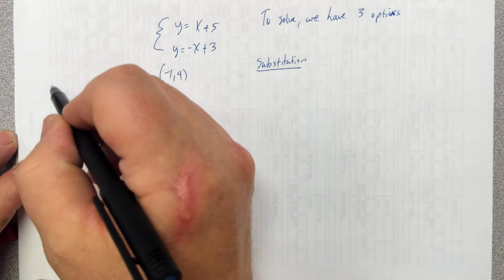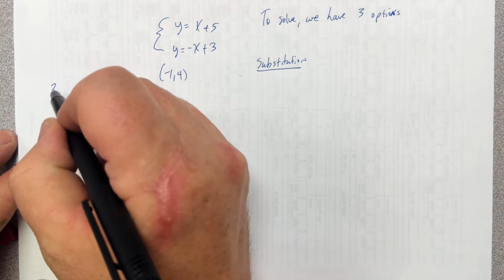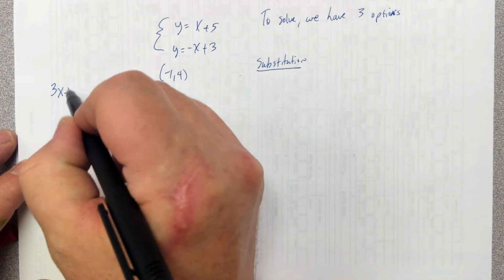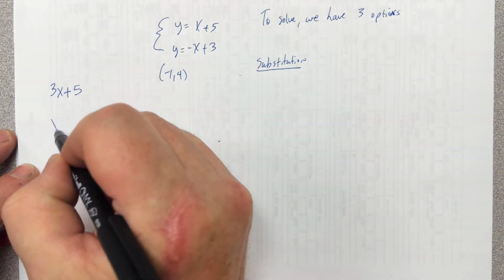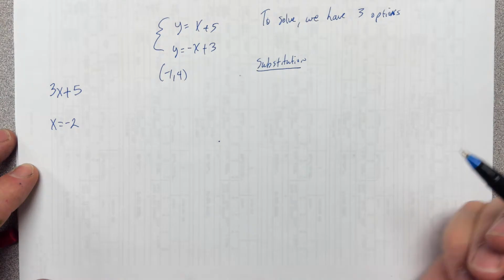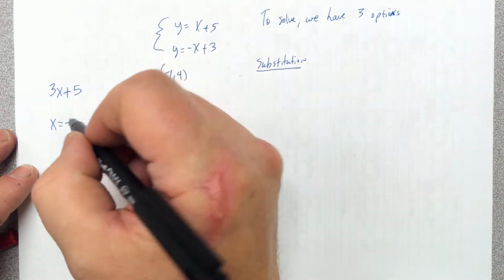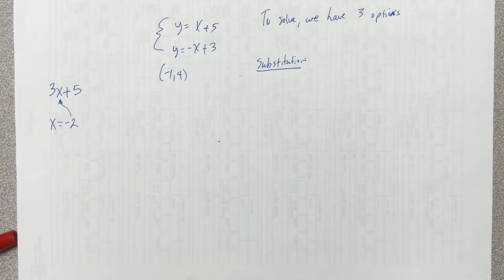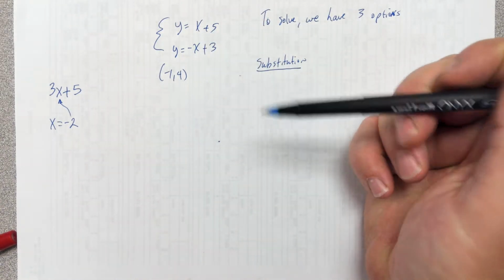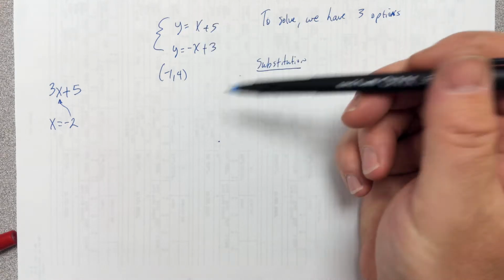Like for example, at the very beginning of the semester, we would have had things like this, right? And it would say evaluate when x equals negative 2. That's just substitution. You just take this value for negative 2 and plug it in. That's substituting. So what we're going to look for is something like that here, where you have something that's equal to something else.